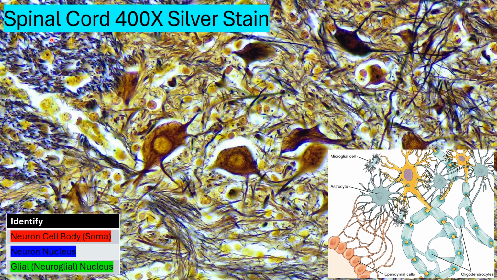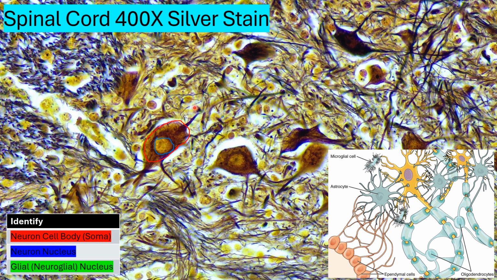So here we are zoomed into 400 power looking at a cross-sectional view of the spinal cord. This is a silver stain and it does an excellent job at outlining the soma as well as the nerve processes, both axons and dendrites, dark brown. So here we have an example of a soma, and contained within that soma we have a large nucleus. So soma and then nucleus of a neuron.